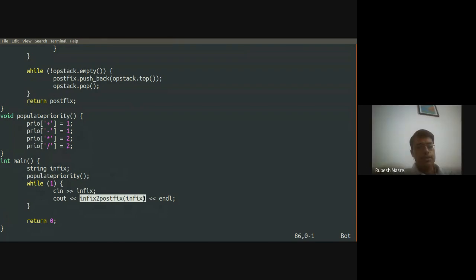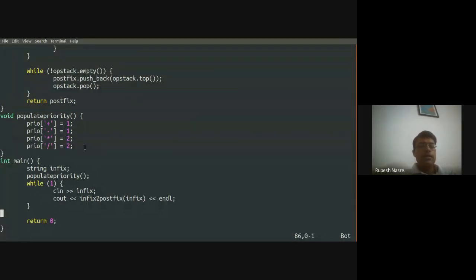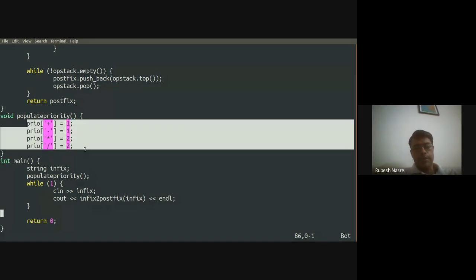Plus and minus have priority 1, star and slash have priority 2. That's it. But I have done it this way. I mean, this can be easily checked inside the code. I don't need to really populate a map and all. But if you want to extend this for more operators, you will be able to quickly do it, and the same code will work. You just need to update the priority map here. Right?